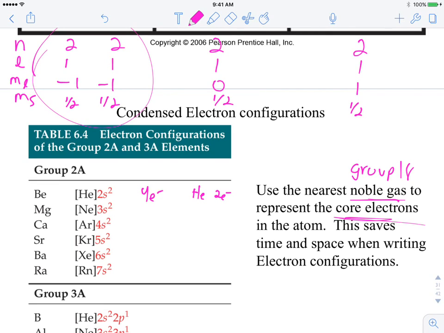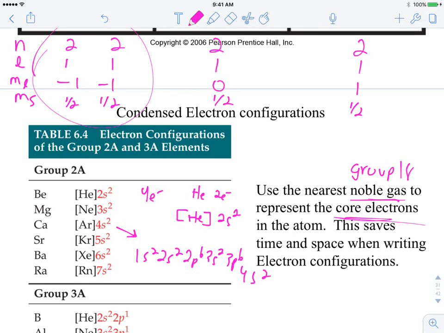So I can save myself some time by writing He 2s2. Now, you don't really see it very much with beryllium, but imagine something like calcium. If I wrote out the complete configuration of calcium, it'd be 1s2, 2s2, 2p6, 3s2, 3p6, 4s2.